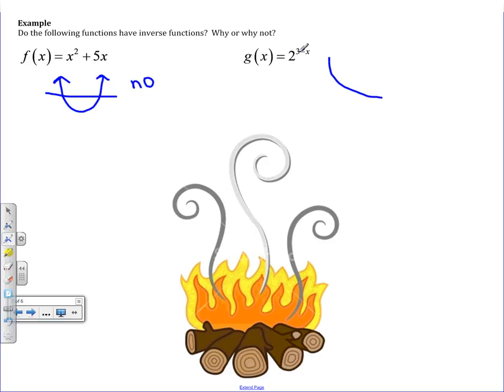And then 3, of course, doesn't change anything because shifting left or right does not change whether or not a function is 1 to 1. So I can draw as many horizontal lines as I want to, and yes, it does pass the horizontal line test, therefore it is 1 to 1, therefore it does have an inverse function.